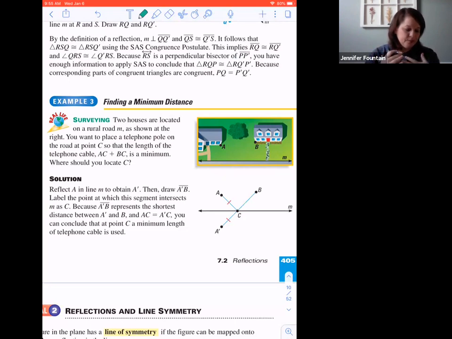So it says reflect A in line M to give A prime. Then you would draw segment A prime B, and label the point at which the segment intersects line M as point C. Because A prime B represents the shortest distance between A prime and B, and AC equals A prime C, you could conclude that at point C a minimum length of telephone cable is used. So basically going from here to here, here to here would be our shortest distance, okay?